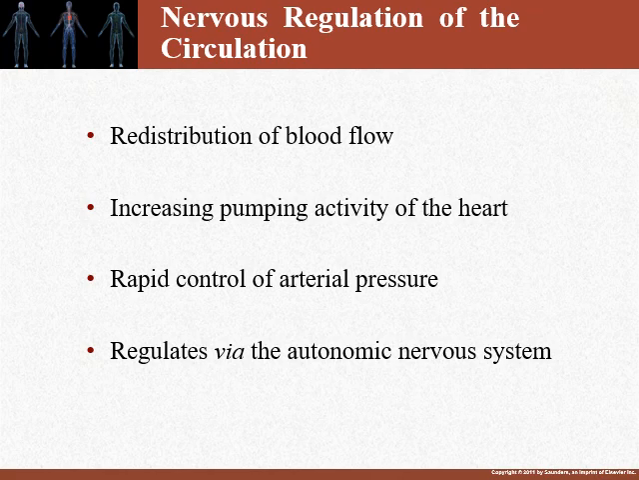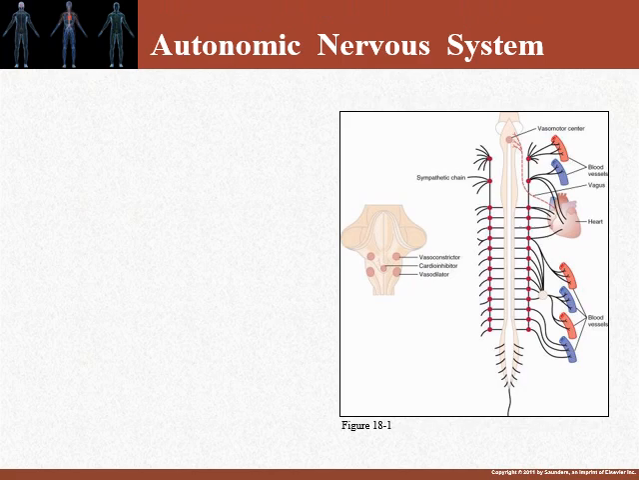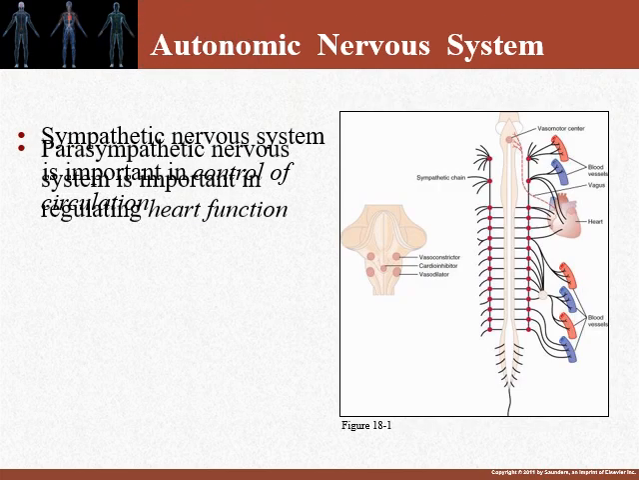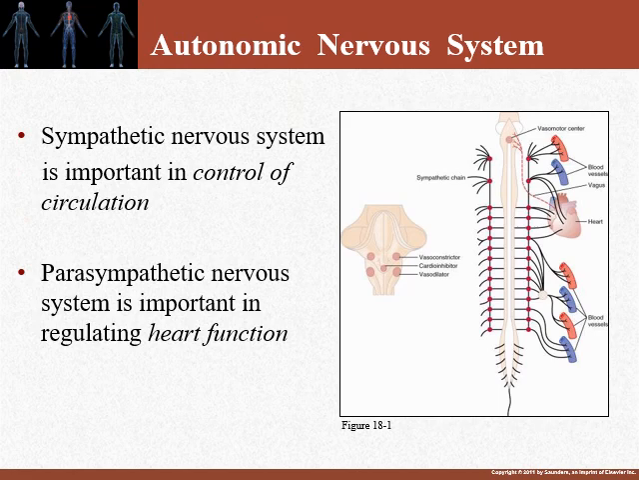Actually, these functions are performed via a special system of the nervous system, which is called the autonomic nervous system. Now, what is the autonomic nervous system? It has two main branches: the sympathetic nervous system and the parasympathetic nervous system.